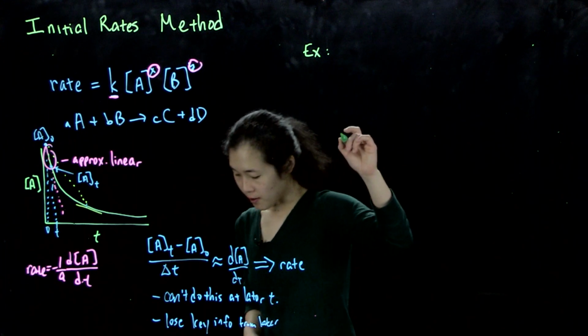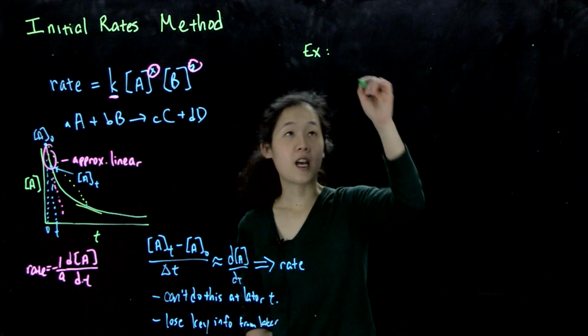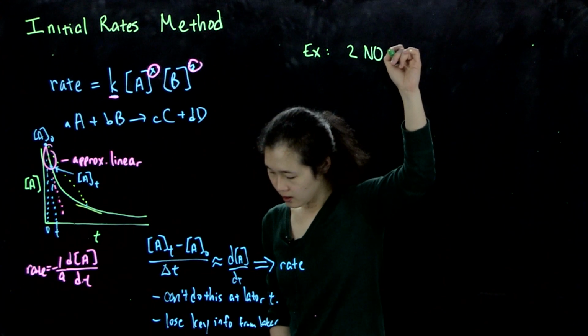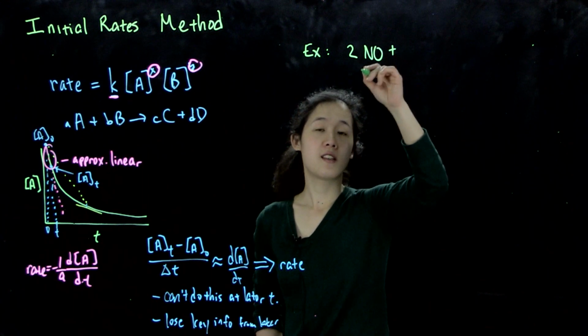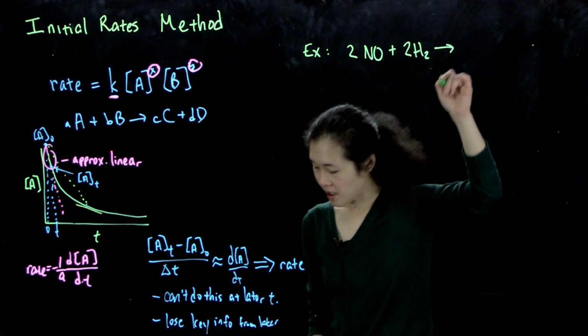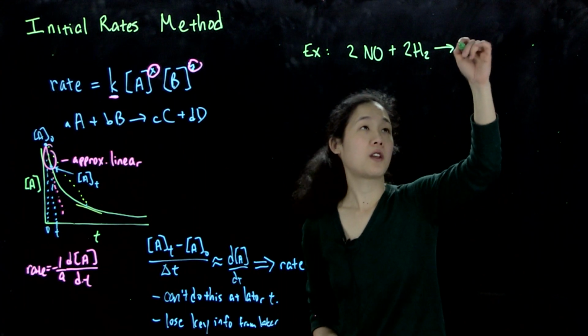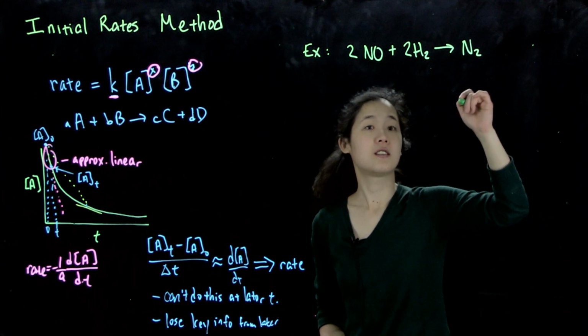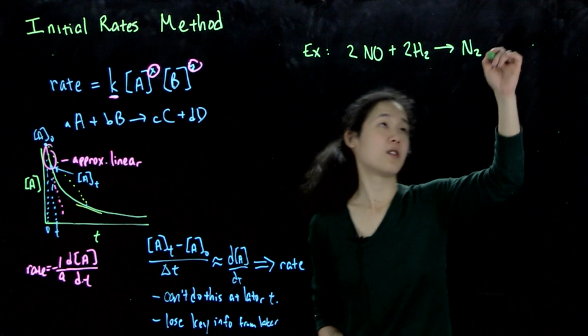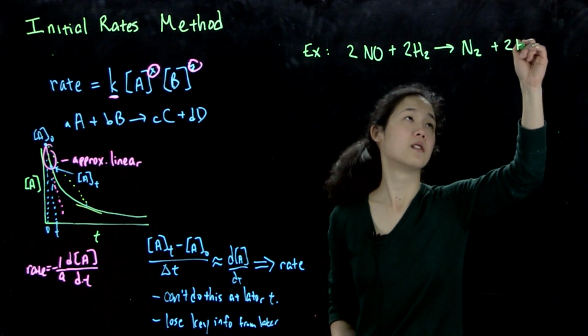Here's our overall reaction. We are looking at the reduction of nitric oxide. This is nitric oxide with hydrogen gas, and this gives us one molecule of dinitrogen and then two molecules of water.